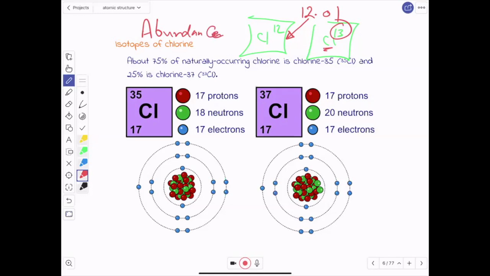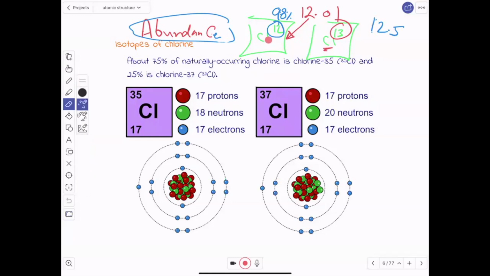So in nature, almost 98% of carbon is carbon 12. So when I am to find the average atomic mass of carbon, I have to consider the abundance of the elements. So I have to think that it's not really fair to put it as 12.5 while the majority of carbon in the world is carbon 12.